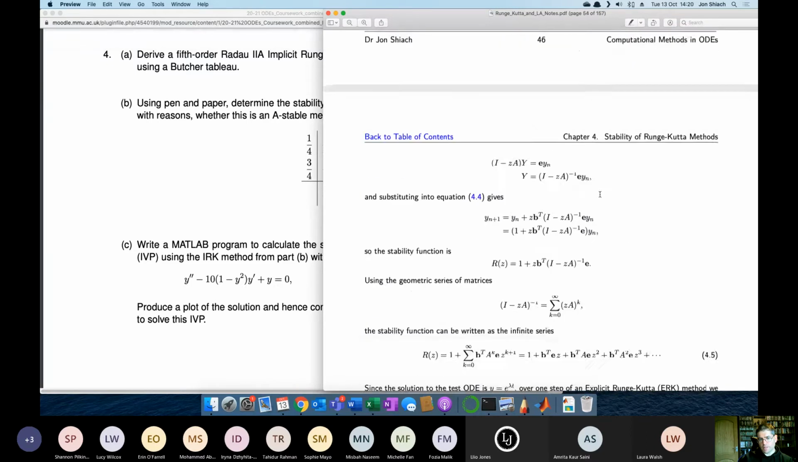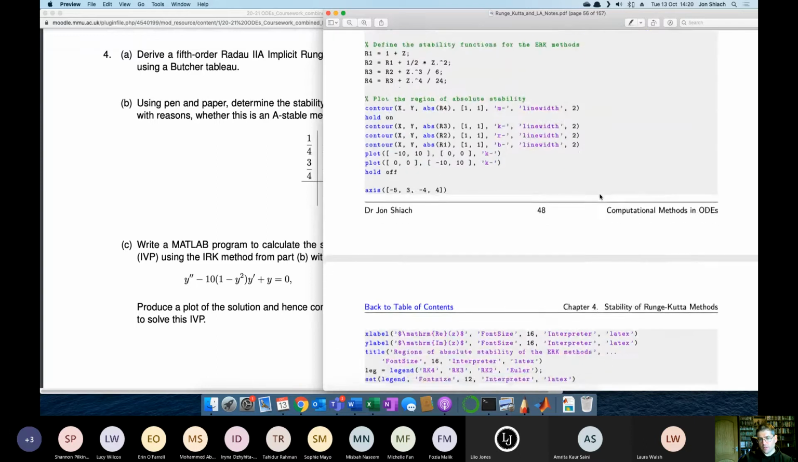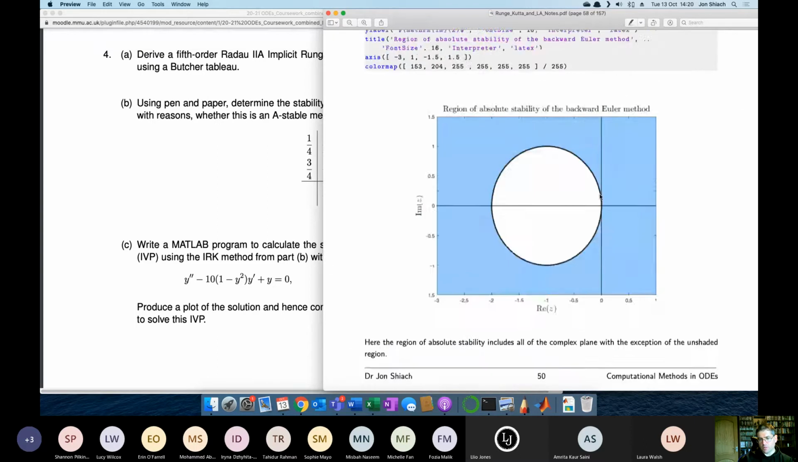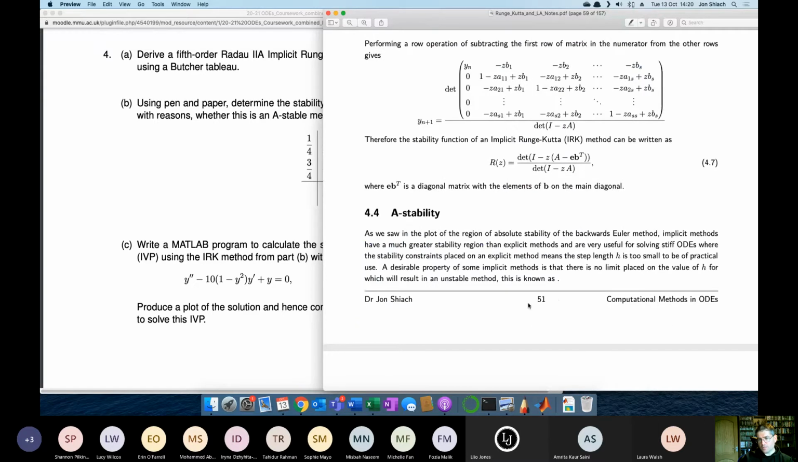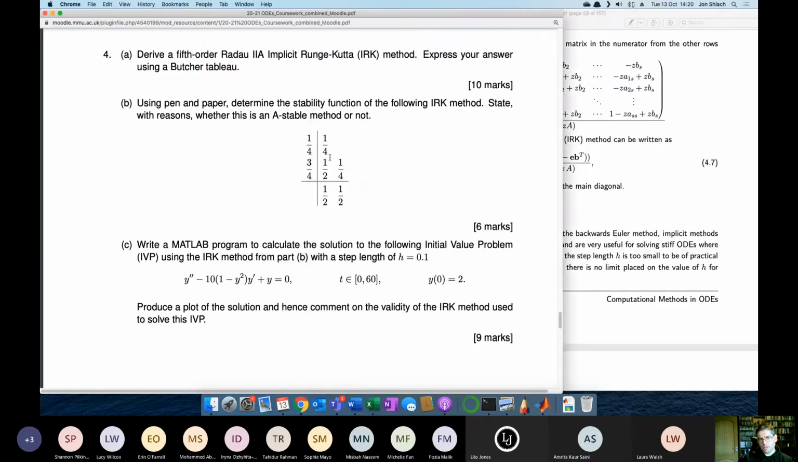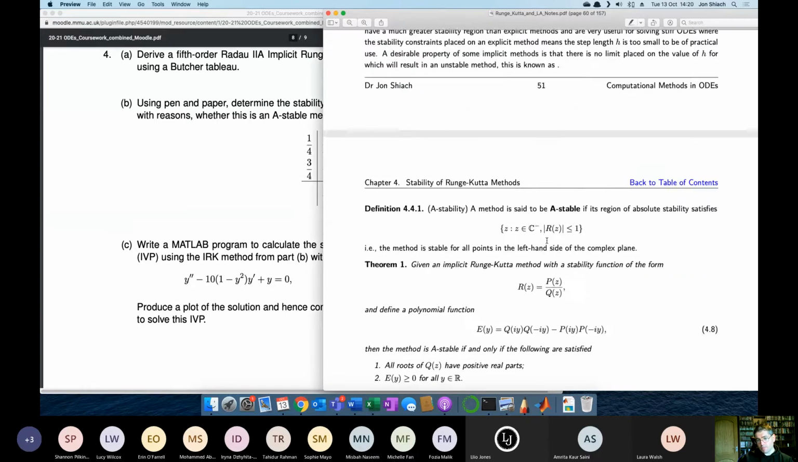So cover that in the notes. Work out what page number it is for you. Yes, so page 51, equation 4.7, that's your stability function for an IRK method. And there's your A, B's and C values. State whether it's A-stable or not.